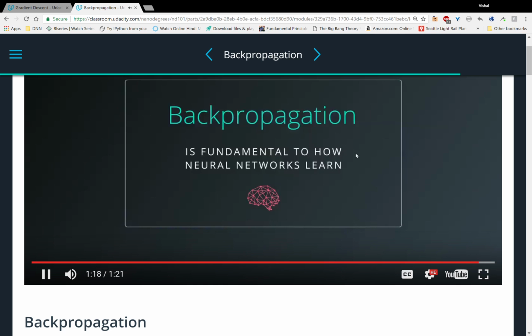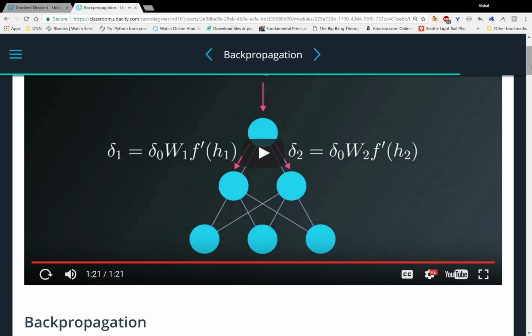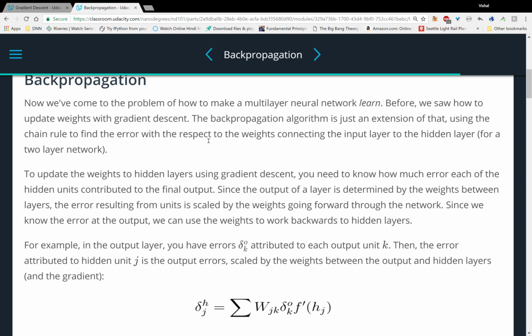So it's really important to understand this if you're going to be building deep learning models. And how you do it is, so this is the math behind it. For example, in the output layer, if you have delta 0, which is, let's say, the output, O is the output and K is for each output unit, then the error contributed to the hidden unit J is the output error scaled by the weight between the output and the hidden layers and the gradient. Okay, so it is this weight and the gradient.